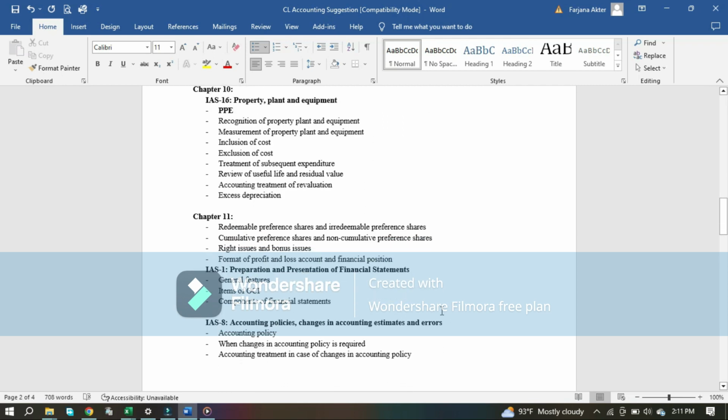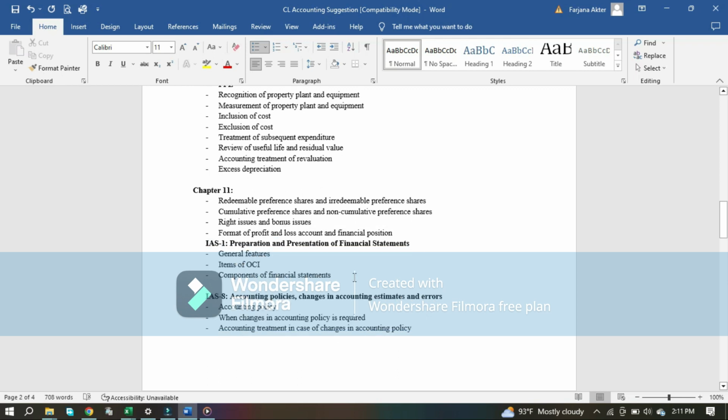Chapter 11. Redeemable preference shares and irredeemable preference shares. Cumulative preference shares and non-cumulative preference shares. Rights issues and bonus issues. Format of profit and loss account and financial position.